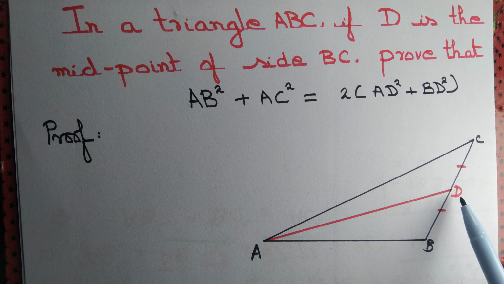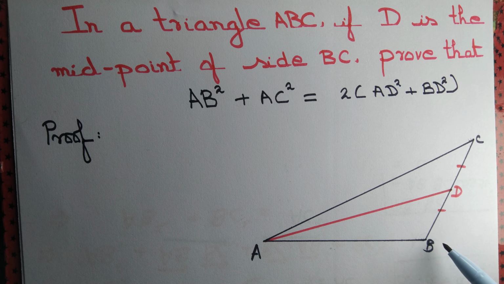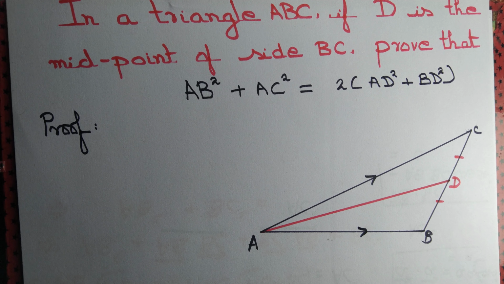We have a triangle ABC. D is the middle point of BC, so BD equal to DC. As we want to prove using vectors, let's introduce vectors. So we have AC, that is a vector from A to C. Then we have AB, and then we have AD.